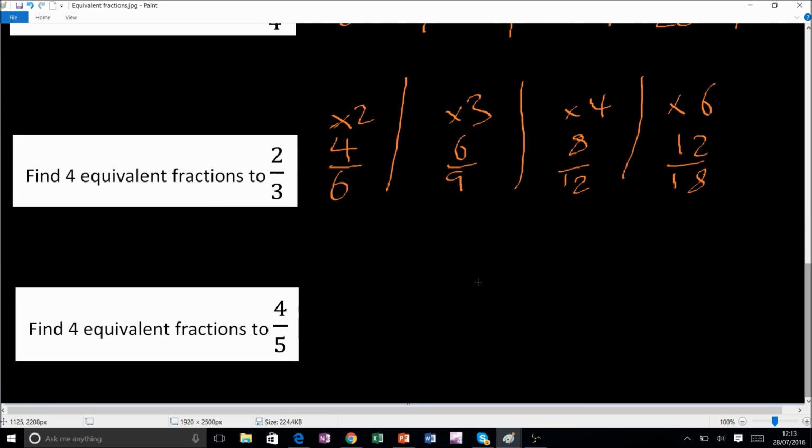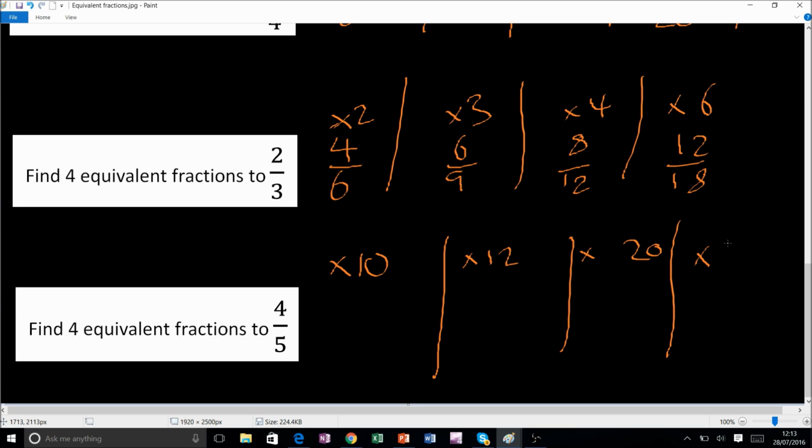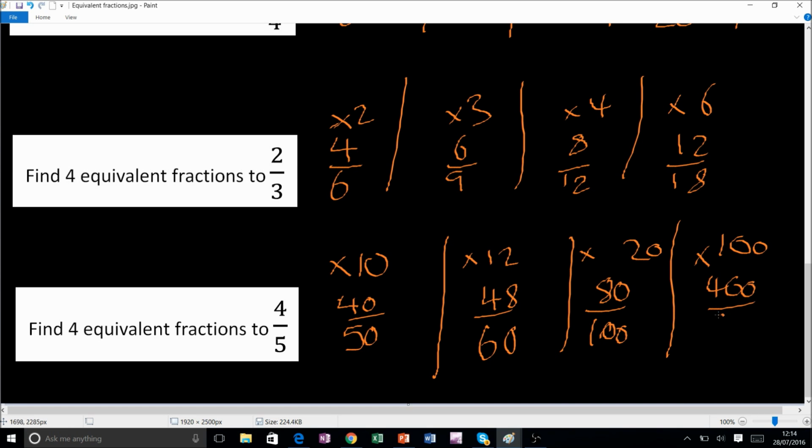Let's look at the last example here, 4/5. Let's say we times by 10, times by 12, times by 20, and last one times by 100. Timesing both the top and the bottom number by 10, we get 40 over 50. Times by 12, we get 48 over 60. Times by 20, we get 80 over 100. Times by 100, we get 400 over 500, which can all be simplified back to 4/5.